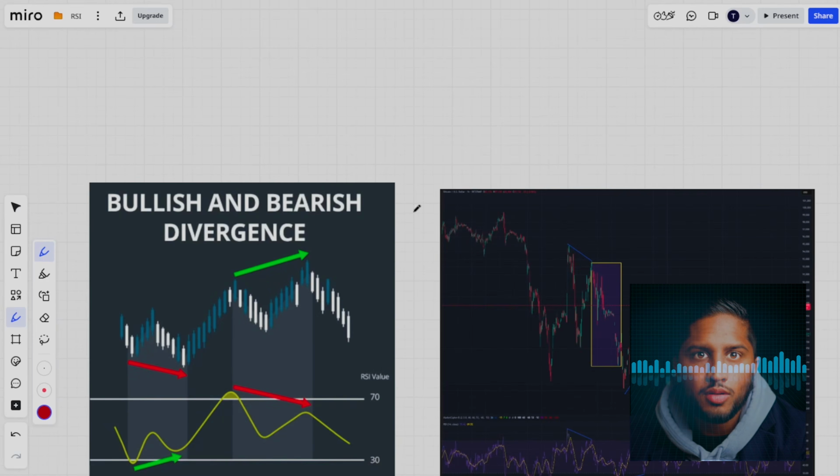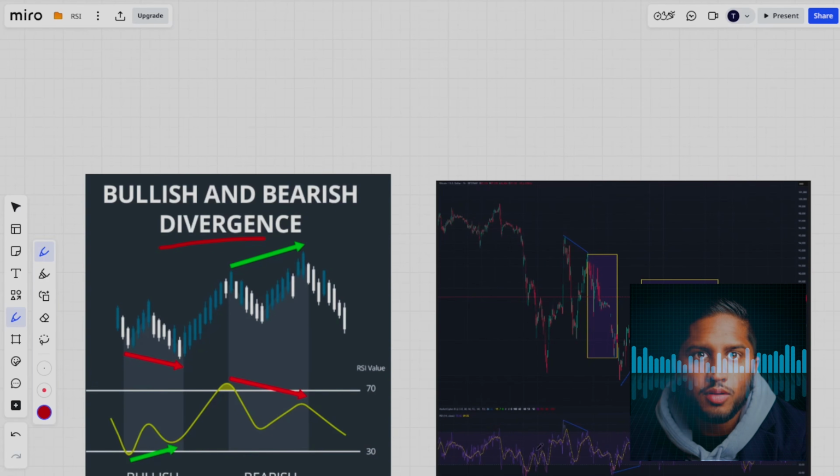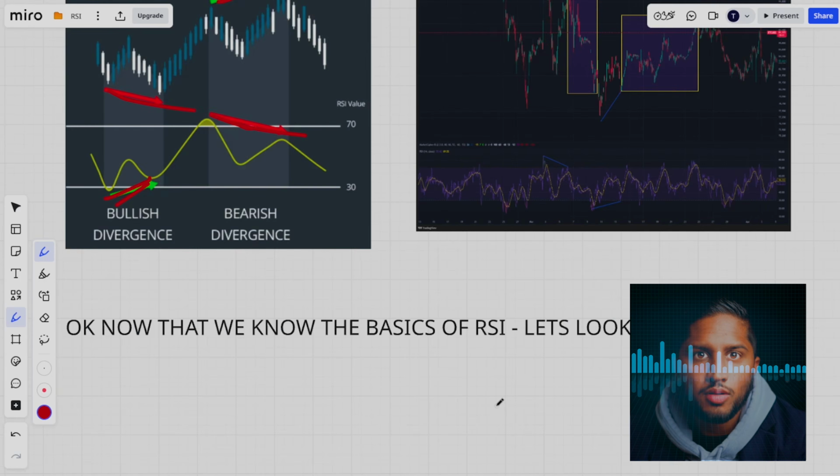We're going to look at bullish and bearish divergence. I just want you to kind of get an illustration before we jump into the chart. That's a bullish divergence. That is a bearish divergence. Notice how they're moving in different directions, the price and the RSI. And again, here, the price and the RSI. And here's the chart. I'll actually show you this in great detail in just a moment. Okay, now that we know the basics of RSI, let's go ahead and jump into the chart.